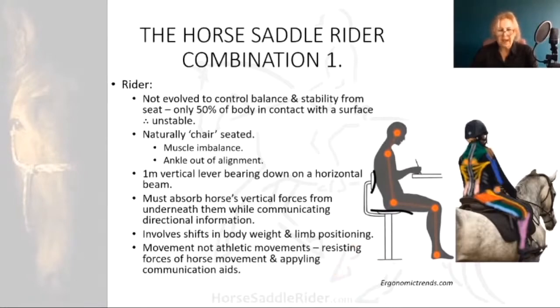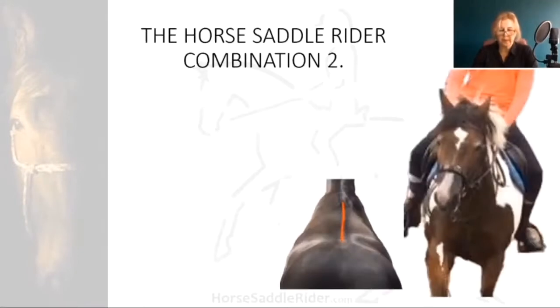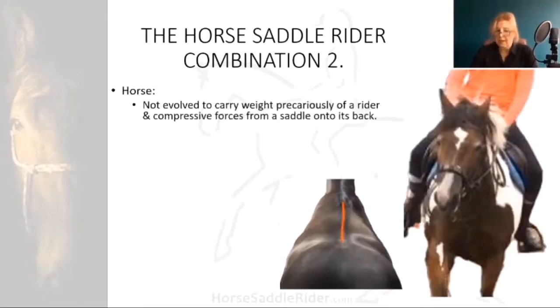And this movement, it's not athletic movement in the sense of a runner or a gymnast. And what the rider has to do is to resist the forces of horse movement to apply those communication aids. So that's the challenge of the rider on the horse, coming from this as their default posture. And for the horse, they have not evolved to carry the weight of a rider precariously, and the compressive forces from a saddle onto the back.